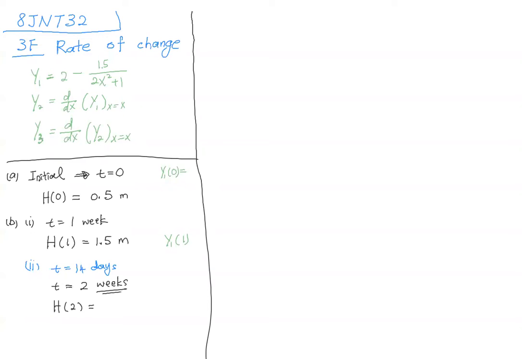Shinran, can I have the answer? What is the height of the tomato plant after 2 weeks? 1.83. So this is the approximate value, correct? So you see the height of the tomato plant keeps growing. Okay, so part 3.